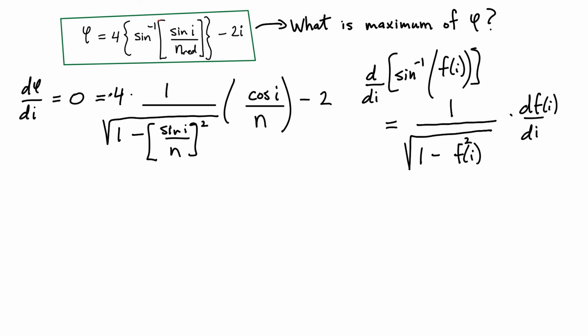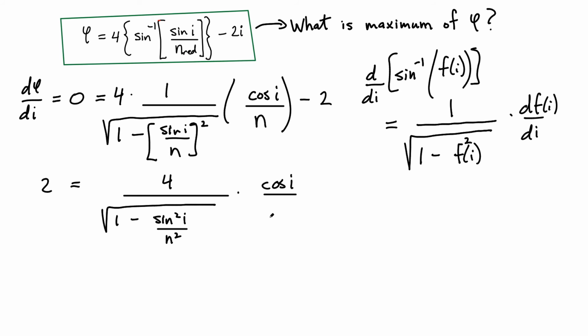So let's bring the 2 to the other side, because again, I want to find the maximum value. So you bring the 2 over here, and I can rewrite this as 4 over the square root of 1 minus sine squared of I over n squared. And all of this gets multiplied by cos of I over n. The best way of doing this now, let's just simplify some of this. I could factor out a 2. And I'm left with 2 on this side, and I'll be left with 1 on this side.